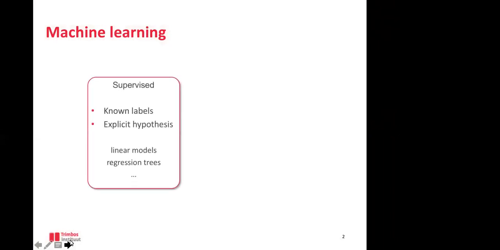Basically within machine learning, there are two major branches. The first is called supervised machine learning, and I guess most people are familiar with these kinds of techniques. They work with known labels and they test explicit hypotheses, such as linear models and regression trees. Having known labels and explicit hypotheses means as much as that you know a priori which models you want to fit, which variables you want to check in relation to the outcome you're interested in.